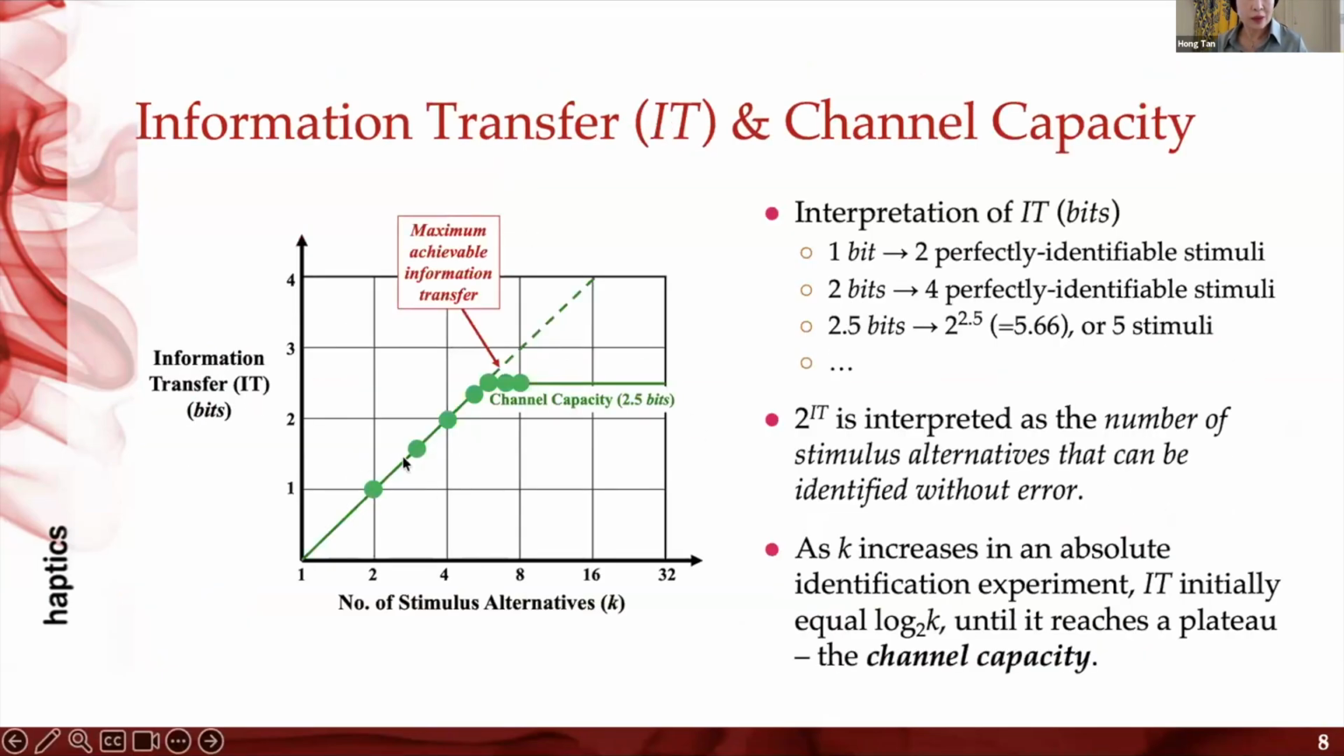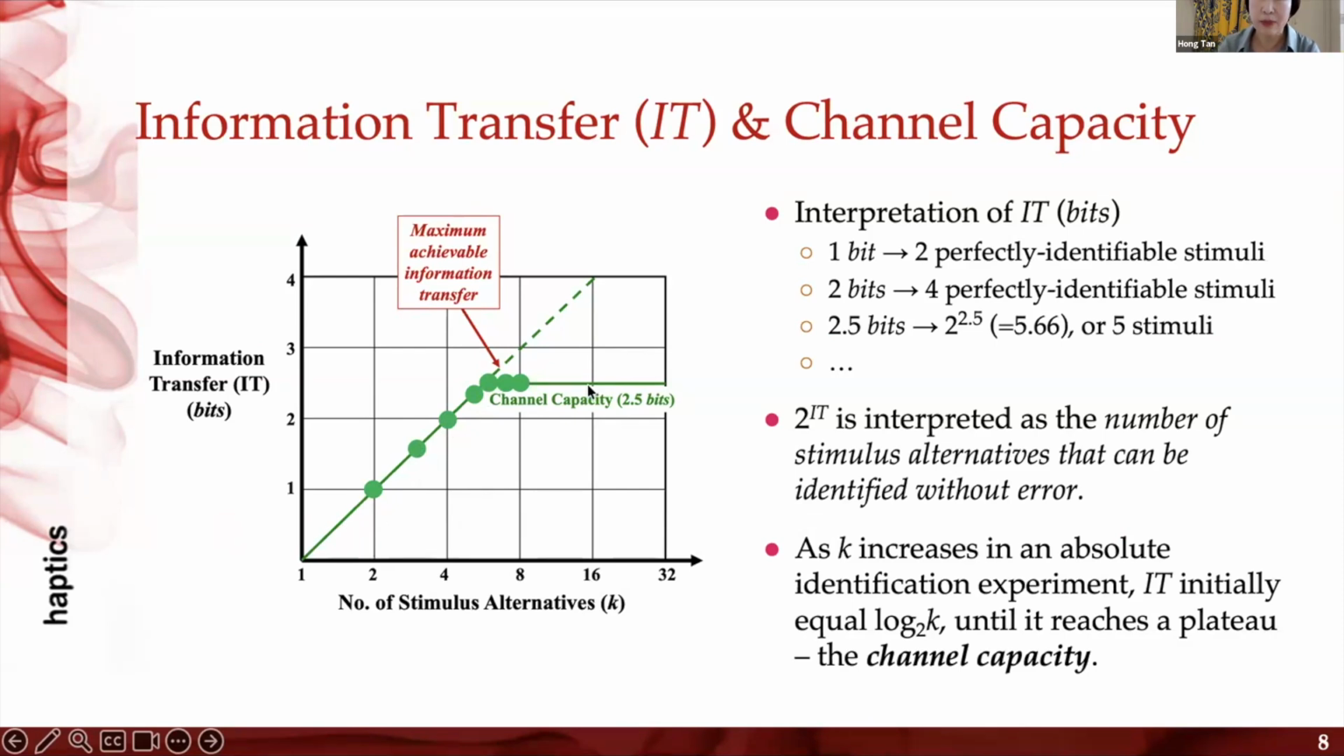So if you run an experiment like this, here's a hypothetical data set. I'm plotting information transfer as a function of number of stimulus alternatives. And this green line indicates how the experiment is going to proceed. So if I only present 2 stimuli, that's 1 bit, and in most cases, people can do it perfectly. And then you increase to 3 alternatives, increase to 4, and at some point, the performance will plateau. And this is very universal.